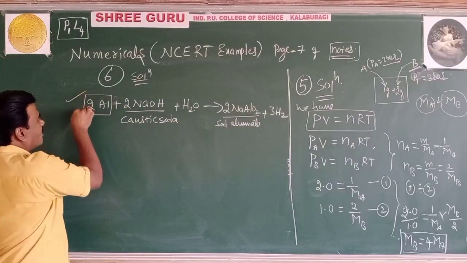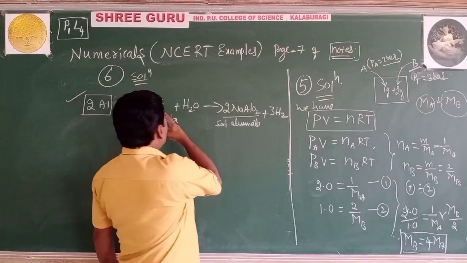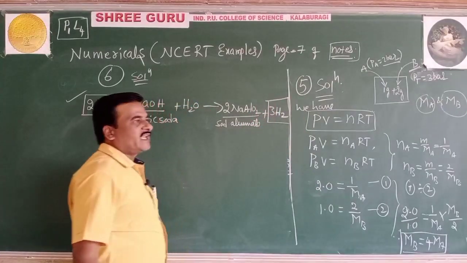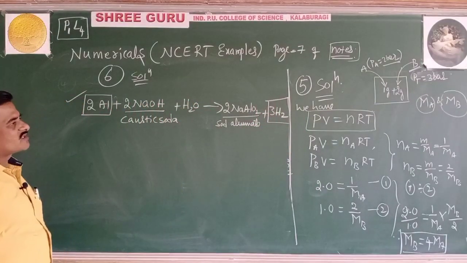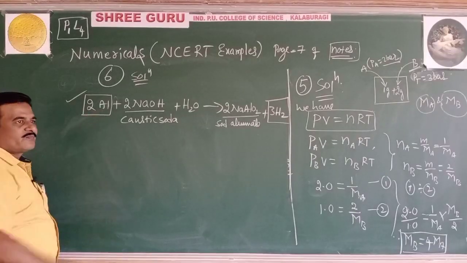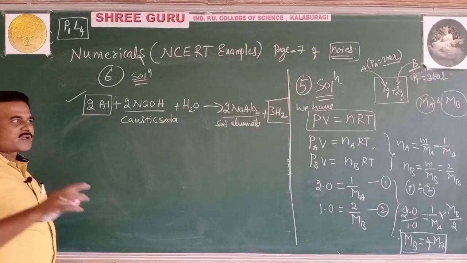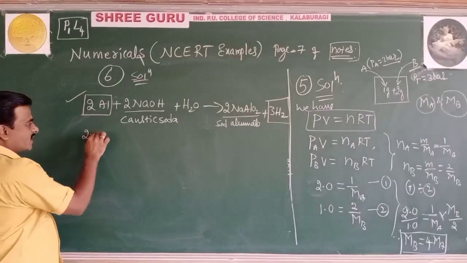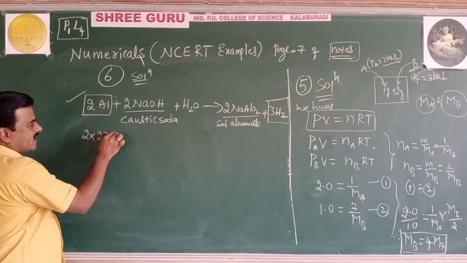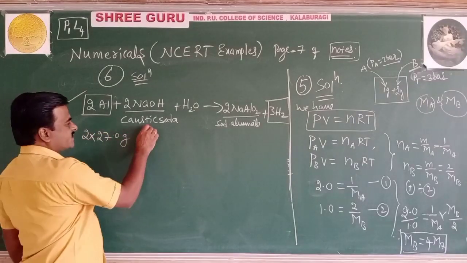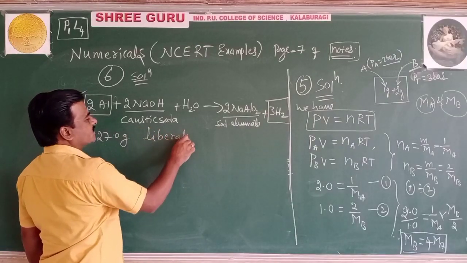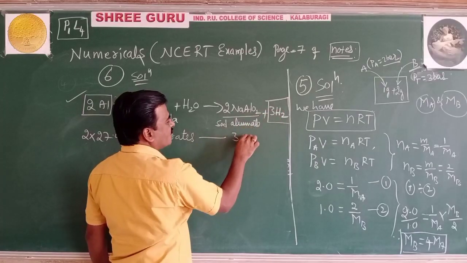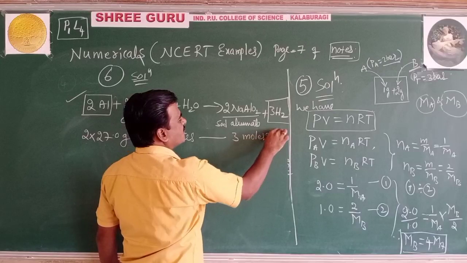2 moles of aluminum, after reacting with 2 moles of NaOH, liberate 3 moles of hydrogen. That means, knowing the atomic mass, what is the atomic mass of aluminum? 27. So 2 times 27 gram of aluminum liberates 3 moles of dihydrogen, 3 moles of H2.